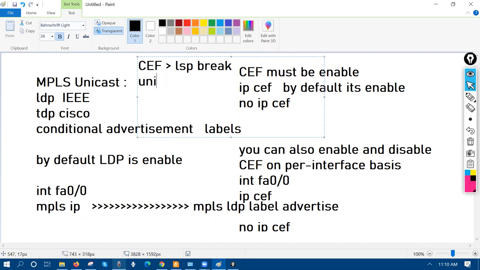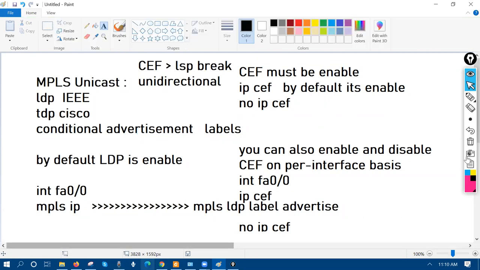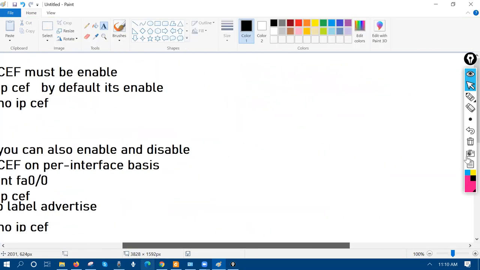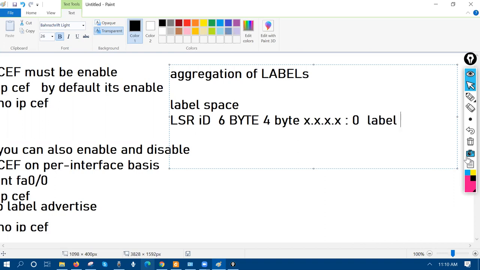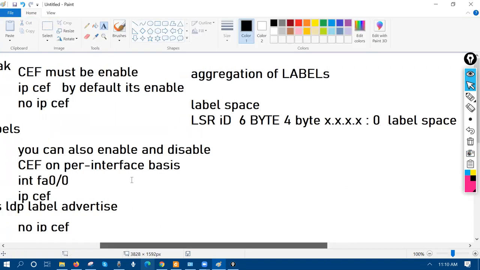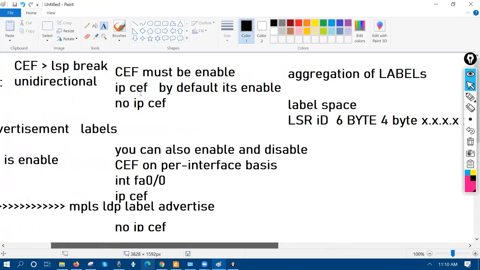Also, we have seen aggregation, and also the label space. The LSR ID is 6 bytes, where the first 4 bytes represent the x.x.x.x address and the last part, the 0, represents the label space, the platform label space. We're done with this MPLS and CEF part.